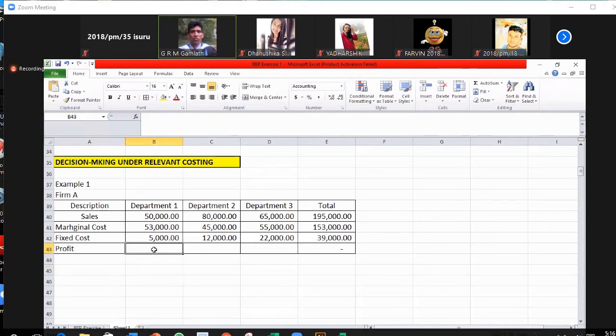So then sales and marginal cost here. This is sales, then we can reduce the marginal cost. Then this cost here is 8,000, this is 20,000, this is 12,000, the total profit. Then if the management needs to cross this department three immediately, because department three has the severe loss, that means the maximum loss.